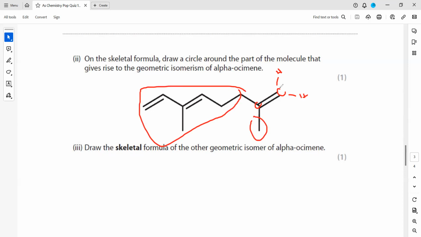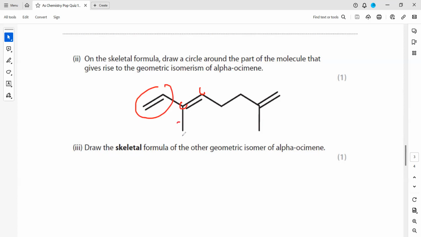So these are two different groups, but if you check the first right-hand side carbon with a double bond, that has both hydrogens attached, so it cannot exhibit a geometrical isomer. When we check this central carbon-carbon double bond, this is one group, this is another group, and this will have hydrogen and this another group. So here you can see that these two are different groups and these two are different groups. So this double bond will exhibit a geometrical isomer. That's why we circle this one.